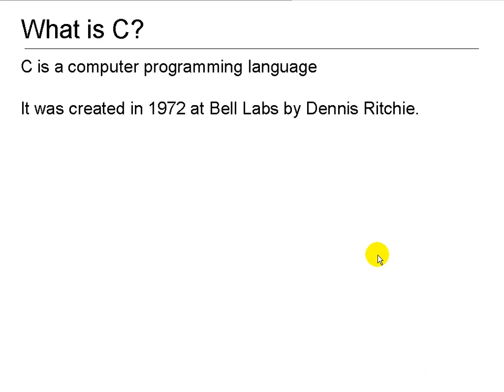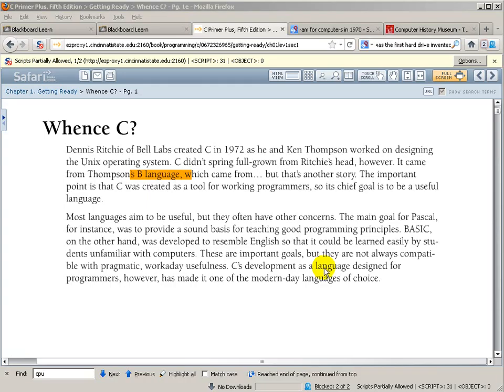What is C? C is a computer programming language. It was created in 1972 at Bell Labs by Dennis Ritchie. You can see from our book, which I'm viewing online, that it was based on the language B, and it involved help from Ken Thompson. So, little interesting bits of trivia.